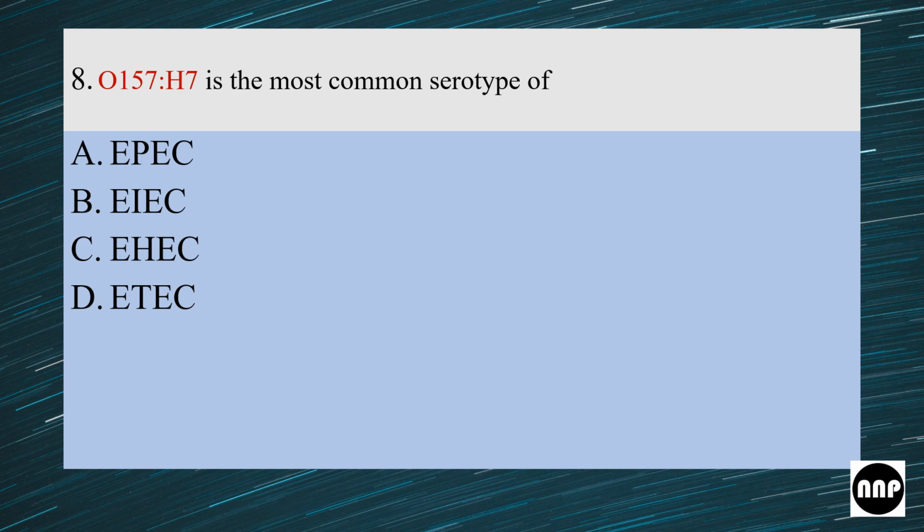O157:H7 is the most common serotype of option A, EPEC, option B, EIEC, option C, EHEC, option D, ETEC. That is enteropathogenic, enteroinvasive, enterohemorrhagic, and enterotoxigenic. The answer is enterohemorrhagic E. coli.